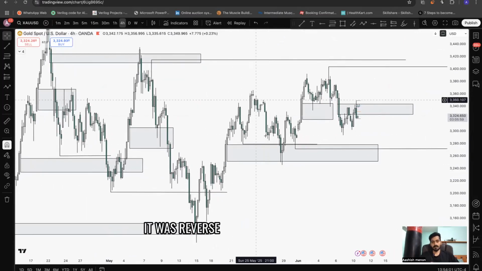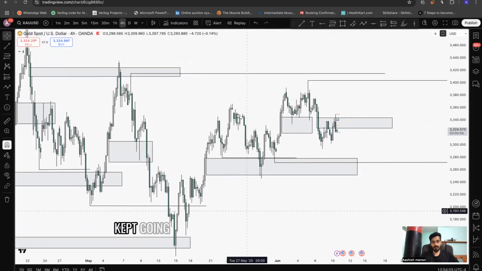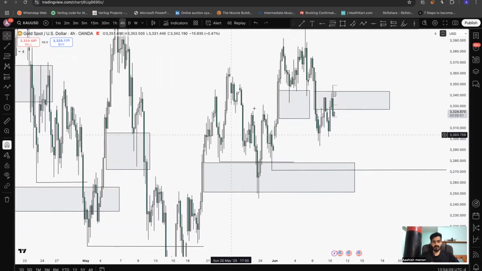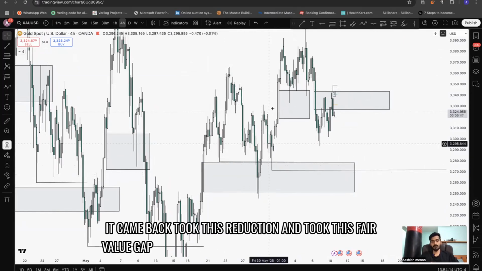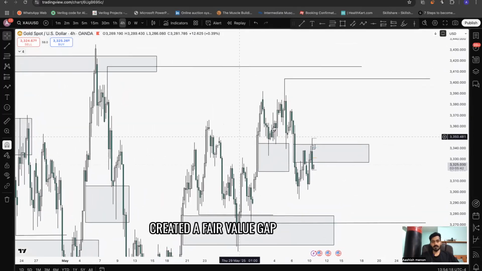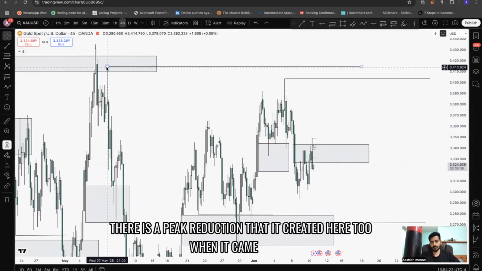It reversed, kept going up. There is a rejection here, kept going up. There is a fair value gap here that was created on the way. It came back, took this rejection and took this fair value gap and reversed from here. Again kept going up, created a fair value gap, sustained. There is a peak rejection that it created here too when it came down.